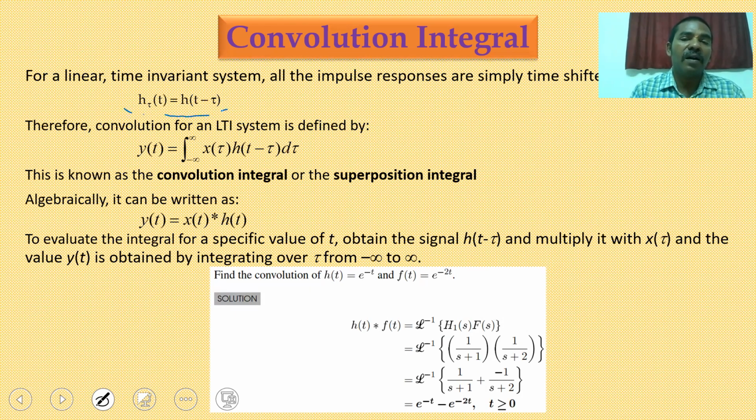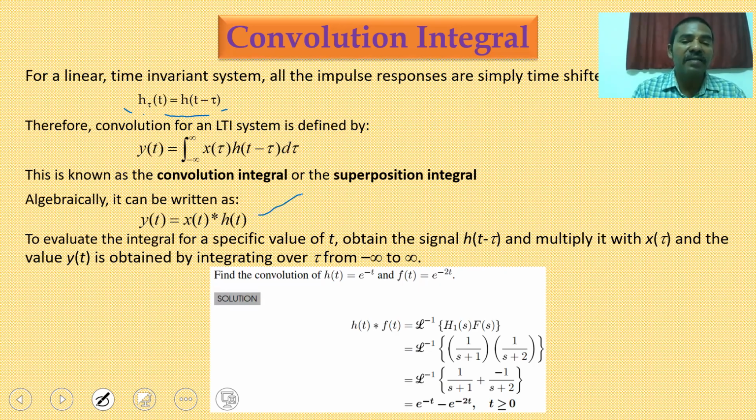So now the linear time invariant system, the output of the system y of t is equal to the integral from minus infinity to infinity of x of tau h of t minus tau d tau. Then this expression, after going through the mathematical derivation using the superposition integral or convolution integral, finally you can get the output y of t is equal to the input x of t convolved with h of t.